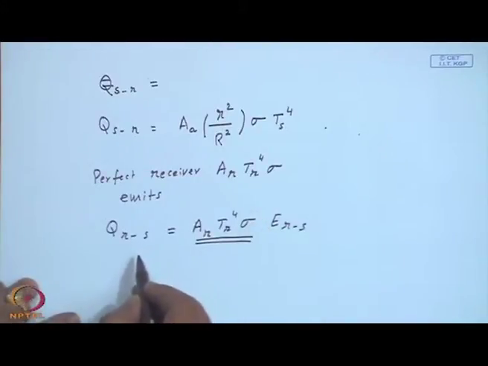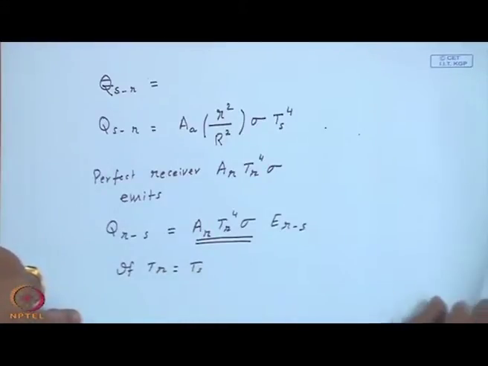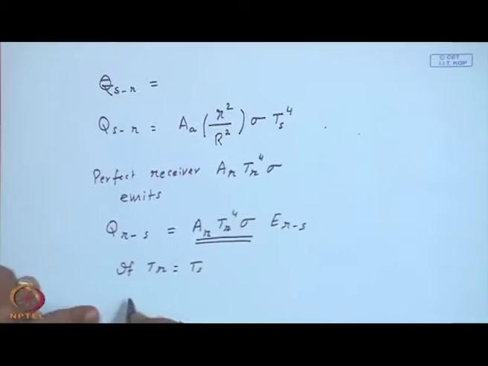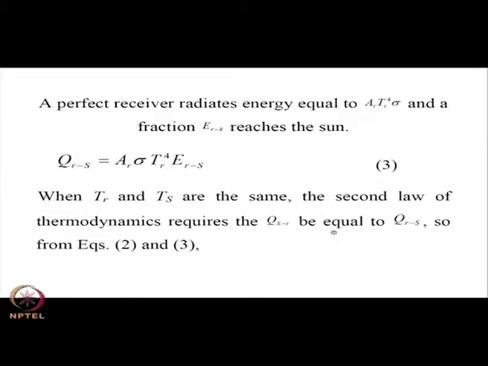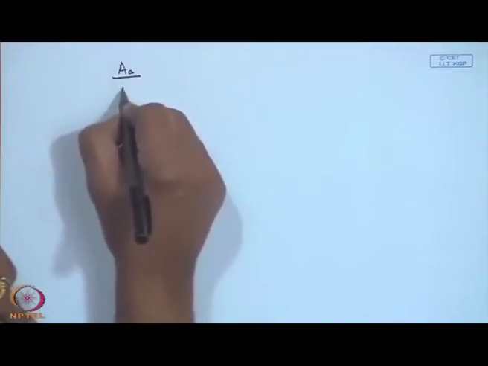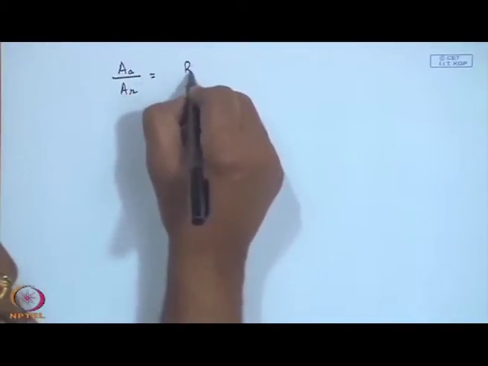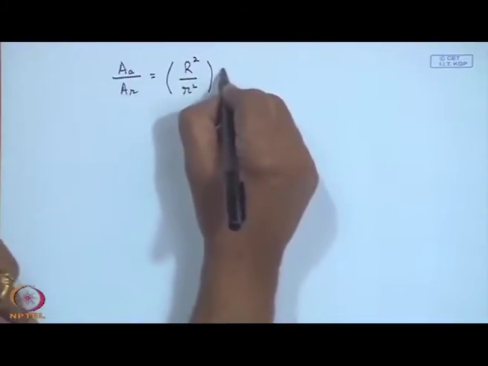Now, T_R and T_S, if T_R equal to T_S, that means in principle if the receiver reaches the sun's temperature, my Q_SR should be equal to Q_RS. Since there is no more temperature change between T_R and T_S, the emitted radiation should be equal to the radiation received from the sun. So, that gives us A by A_R equal to R square by R square times F_RS.